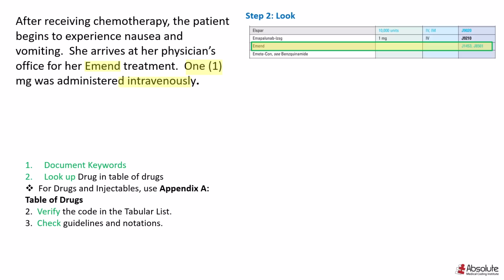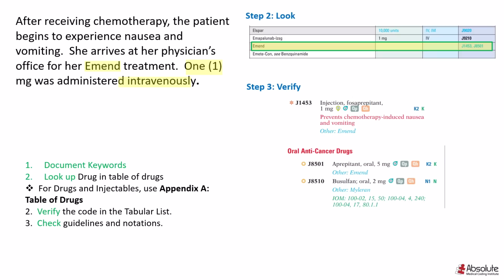J1453 and J8501. There are two codes, so we have to do some reading. J1453 says that this is Emend. See that little supplemental note or supplementary term, Emend? J8501 is also Emend. So how do we know which code to choose? Let's look a little closer. If I look at J8501, this is aprepitant oral 5 milligrams.